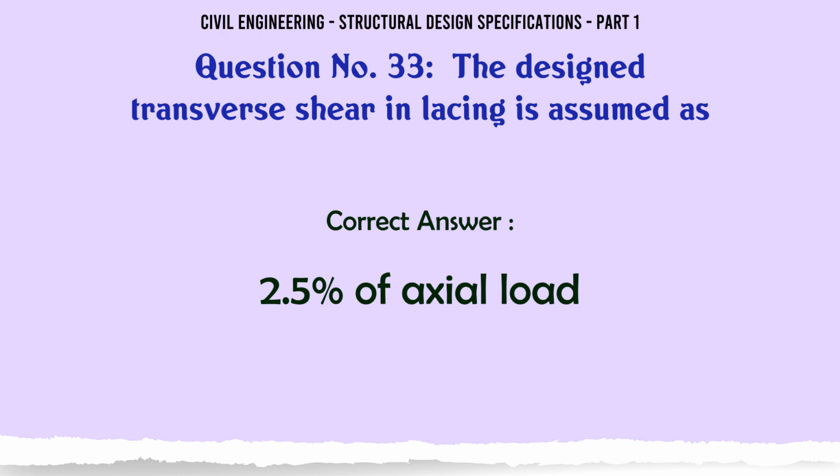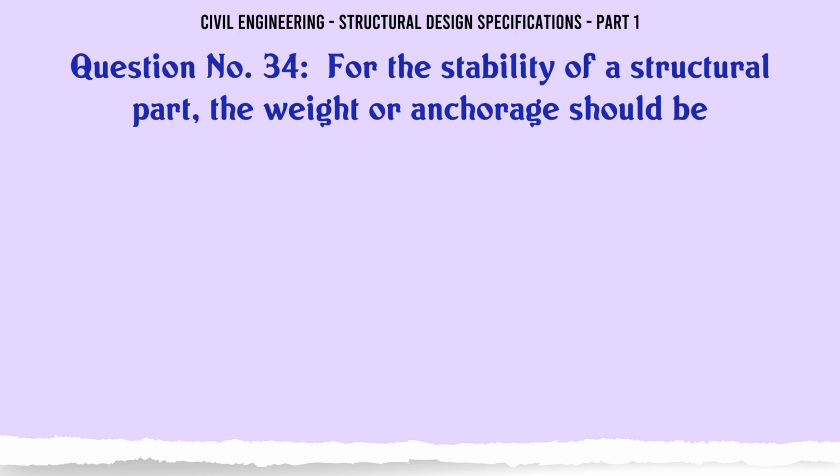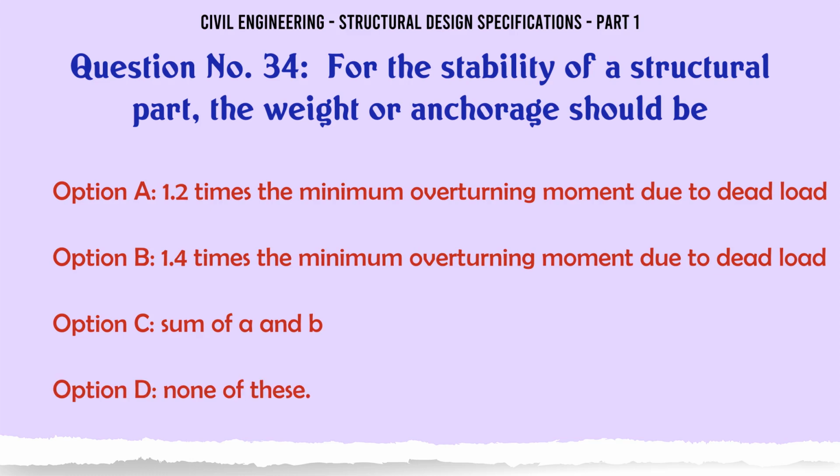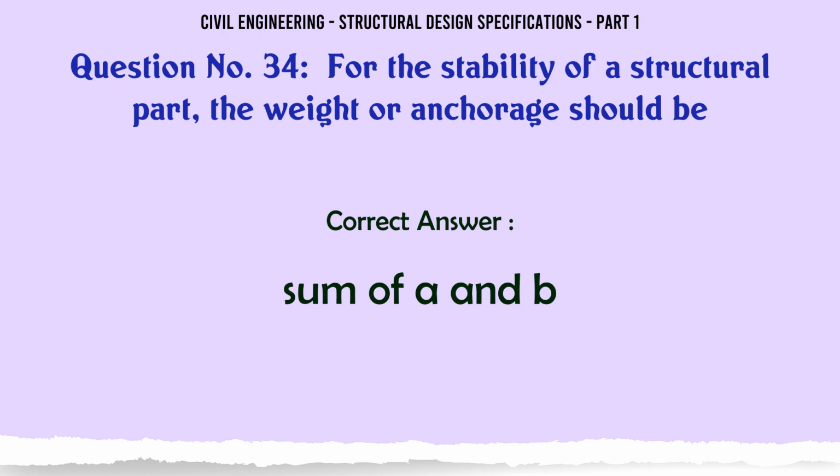2.5% of axial load. For the stability of a structural part, the weight or anchorage should be A. 1.2 times the minimum overturning moment due to dead load, B. 1.4 times the minimum overturning moment due to dead load, C. Sum of A and B, D. None of these. The correct answer is sum of A and B.